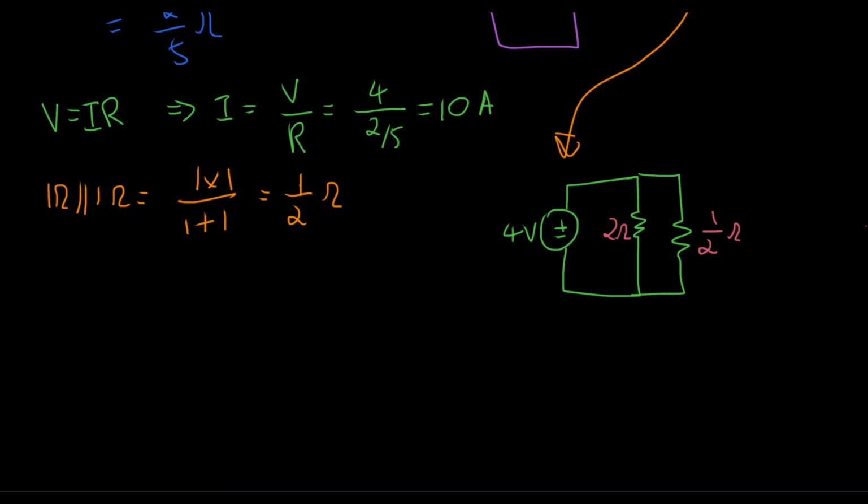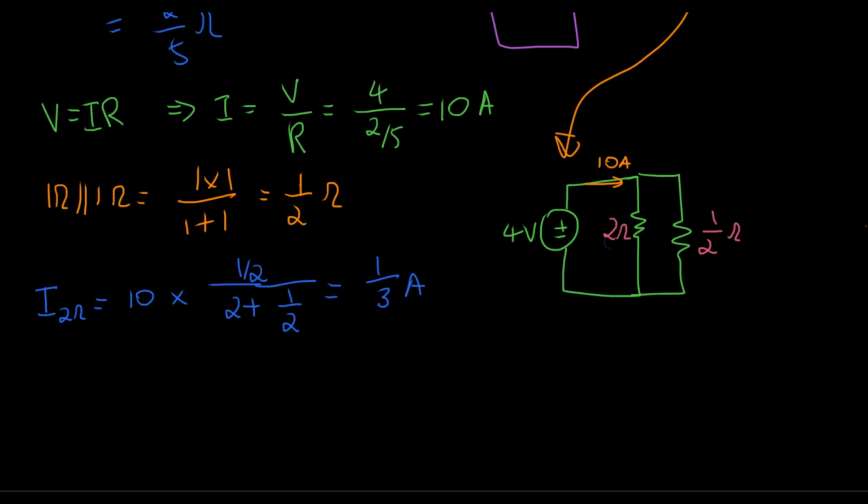So, we now use our current divider rule, which is I going through the 2 ohms is equal to our source current, which we found to be 10 amps. So 10 times, remember if we're trying to find the current through our 2 ohm branch, we use the 1 on 2 ohms, the other resistor on the top of our fraction here. 1 on 2 over the addition of the 2. So 2 plus 1 on 2. And that equals 1 on 3 amps.